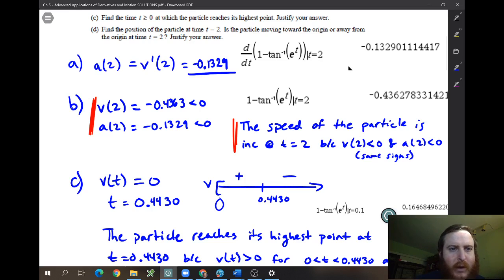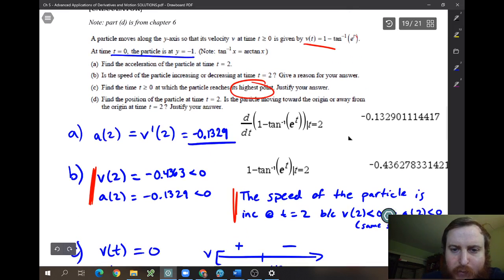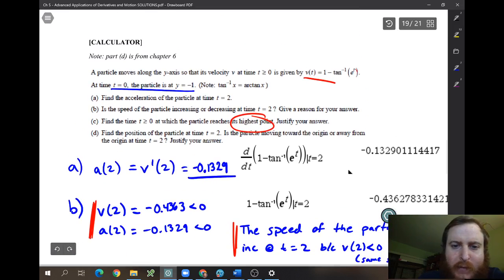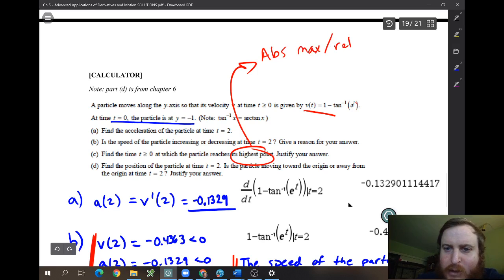Okay, C, find the time at which the particle reaches its highest point. Now, when we see highest point, we're thinking max. And how do we know if this was absolute max or relative max? Well, technically this is an absolute max, but we're going to do the same steps that we do with relative max, because for absolute max, we need to have an interval. We need to have an A and a B to do that chart. Otherwise, if we don't have an A and a B, we're always going to just do our number line.